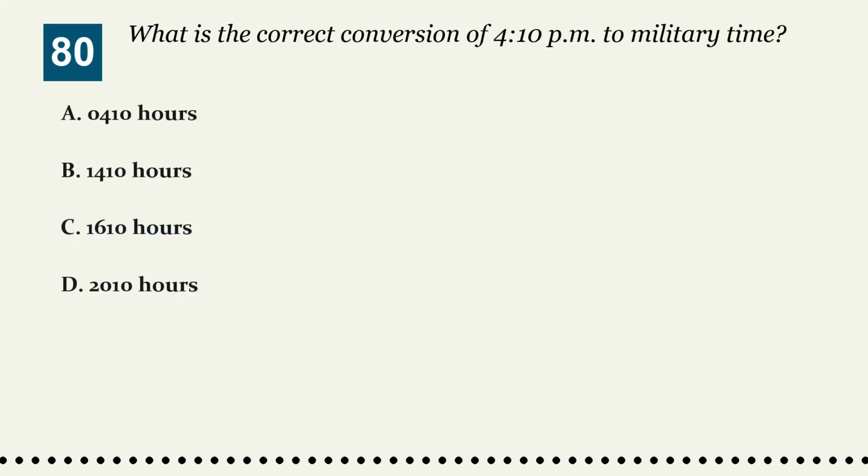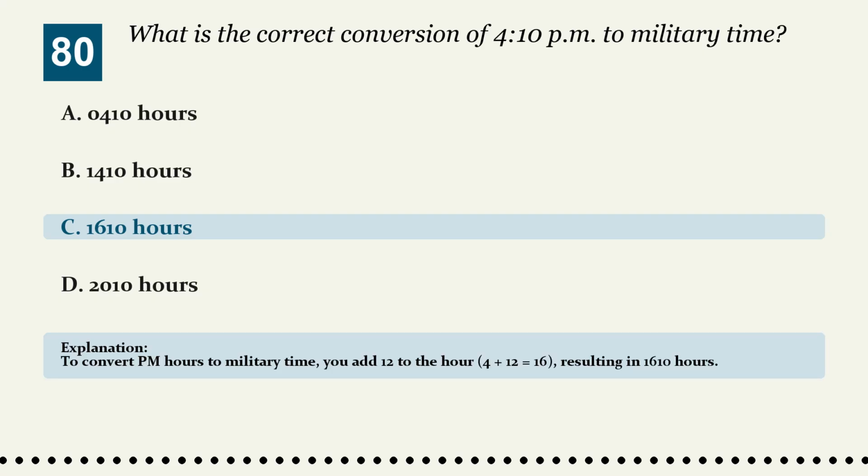Question 80. What is the correct conversion of 4:10 p.m. to military time? Option A. 0410 hours. Option B. 1410 hours. Option C. 1610 hours. Option D. 2010 hours. The correct answer is option C. 1610 hours. To convert PM hours to military time, you add 12 to the hour. 4 plus 12 equals 16, resulting in 1610 hours.